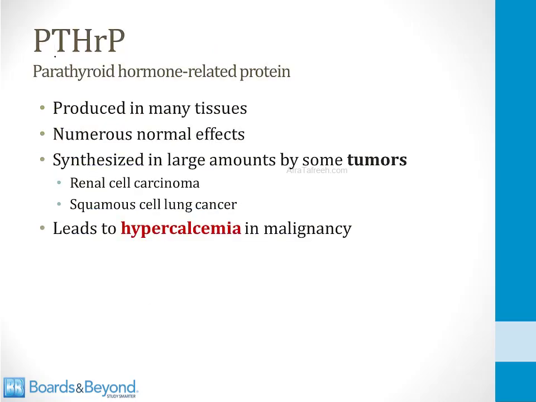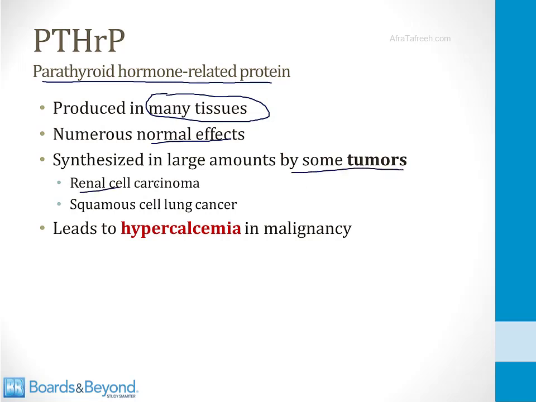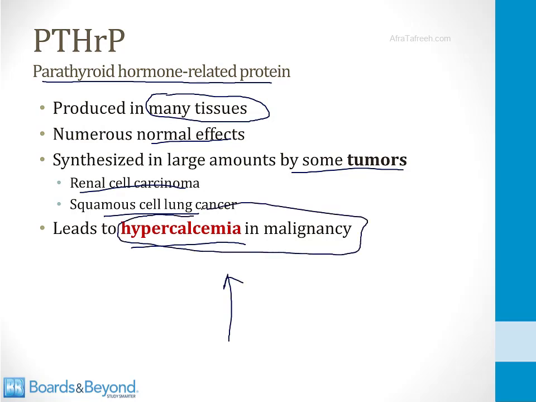There is another hormone produced by many cells in the body that is very similar to parathyroid hormone, and it is appropriately called parathyroid hormone-related protein. It's produced by many cells and tissues, and it's been shown to have numerous normal effects. What you need to know about this clinically is that it is synthesized in large amounts by some tumors, especially renal cell carcinoma and squamous cell lung cancer. This can lead to hypercalcemia in malignancy because parathyroid hormone-related protein exerts the same effects as parathyroid hormone, and thus it will raise the serum calcium level and cause hypercalcemia in malignancy.